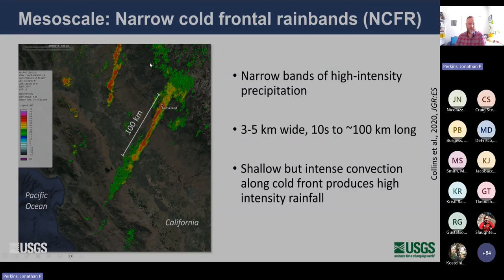But we see these really interesting mesoscale structures called narrow cold frontal rain bands, or NCFR. These are narrow bands of high intensity, very convective precipitation that occur ahead of a cold front. These were structures interacting with this atmospheric river storm. They're like 3 to 5 kilometers wide, quite narrow, but really long. In this case, this NCFR stalled out over Groveland and produced intense convective rainfall.